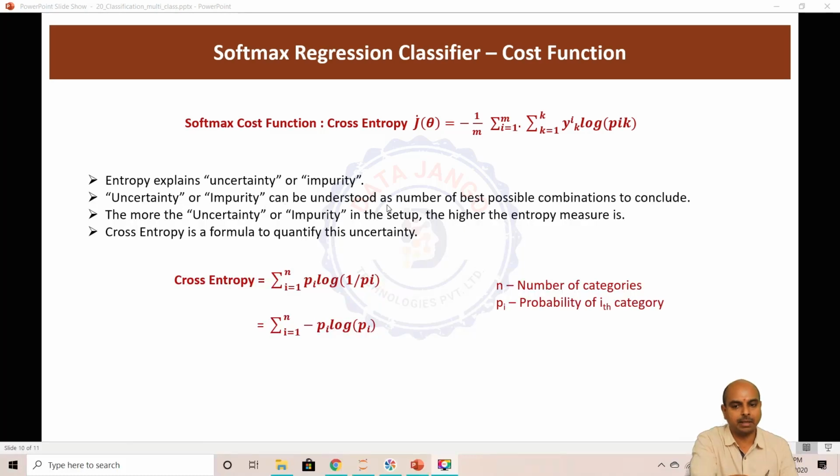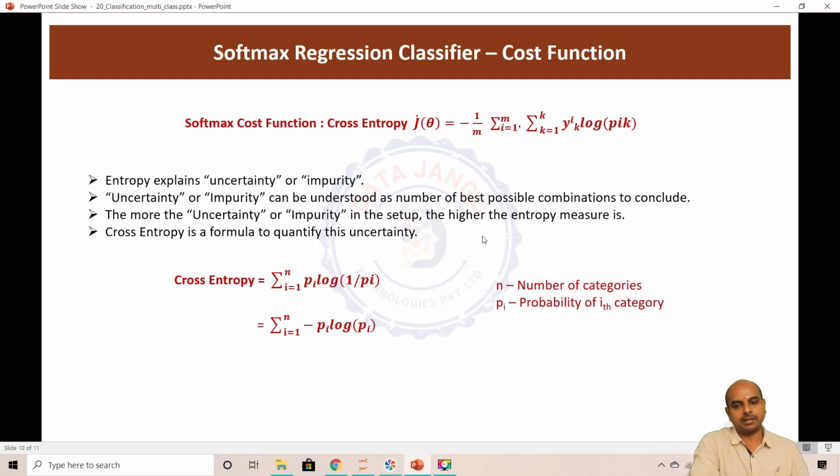So uncertainty or impurity can be understood as the number of possible combinations to conclude. If you take a big room and 5 furniture items, you will have many possibilities to set it up. That means impurity is more. If you take a small room and the same 5 furniture items, you will have fewer possibilities because of space constraints, so that is less impure. When you use this formula to calculate entropy, you will get less for the small room and more for the big room. Cross entropy is a formula that quantifies the uncertainty. The more the uncertainty or impurity in the setup, the higher the entropy measure is.